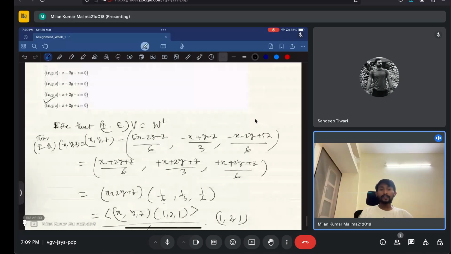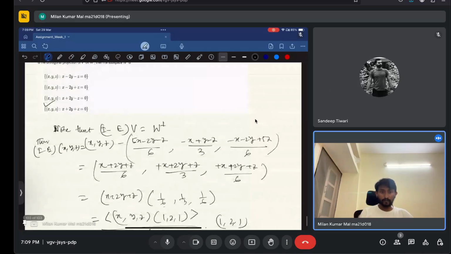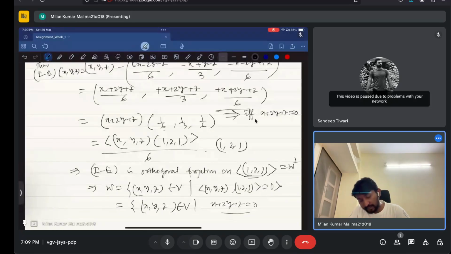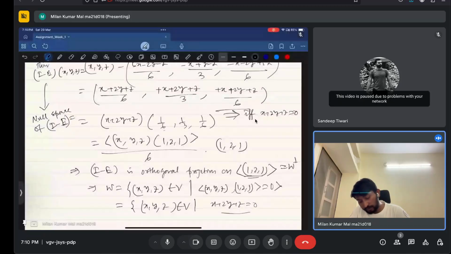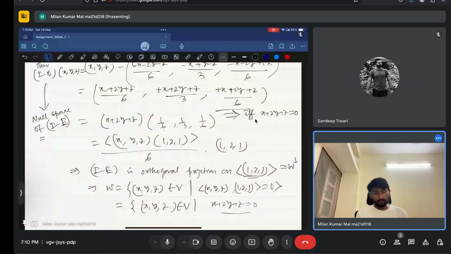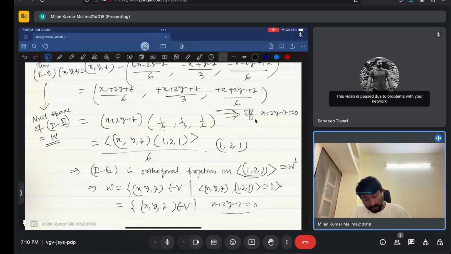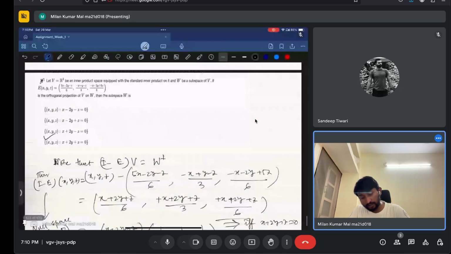As we know, I minus E is the orthogonal projection on W perp, for which the kernel is W, right? So kernel, null space, same thing. The null space of I minus E is equal to W, right? So this is the case. So option D is correct. These are not correct.